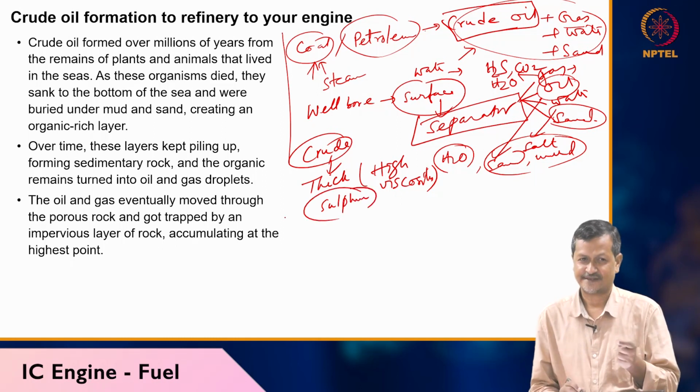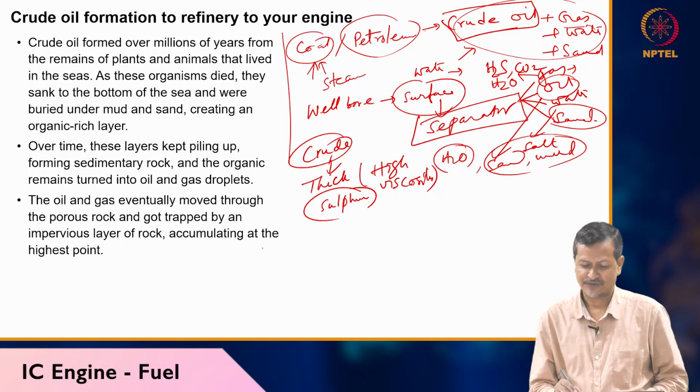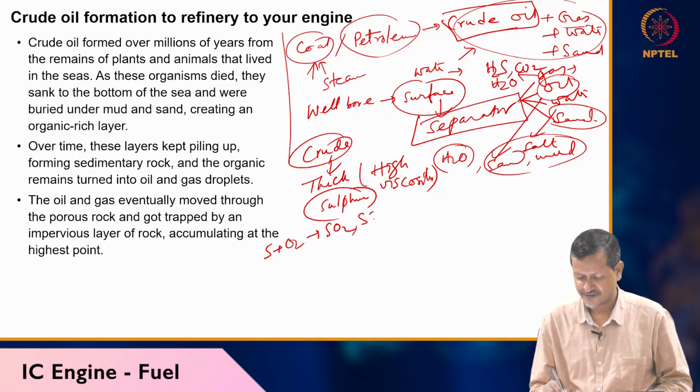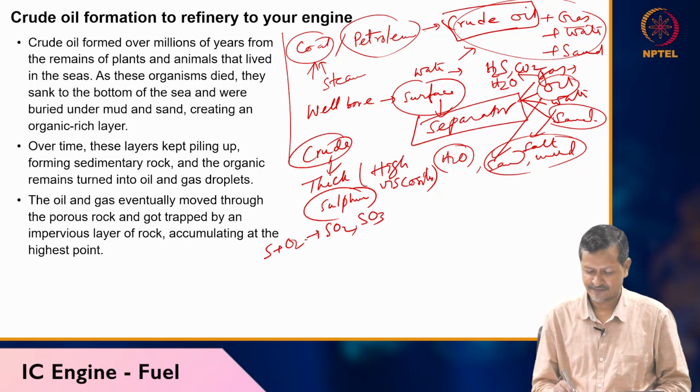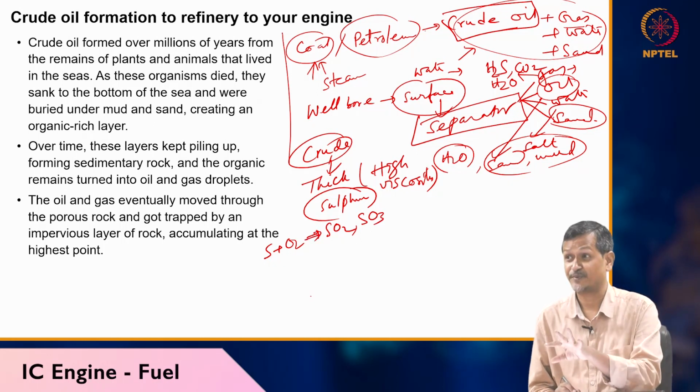If some amount of sulfur is there, sulfur will react at high temperature with oxygen, so it will contain S plus O2, giving SO2, and another form will be there, SO3 also, okay. I am not balancing this one, you can do the balancing. So sulfur dioxide and sulfur trioxide will also be produced.